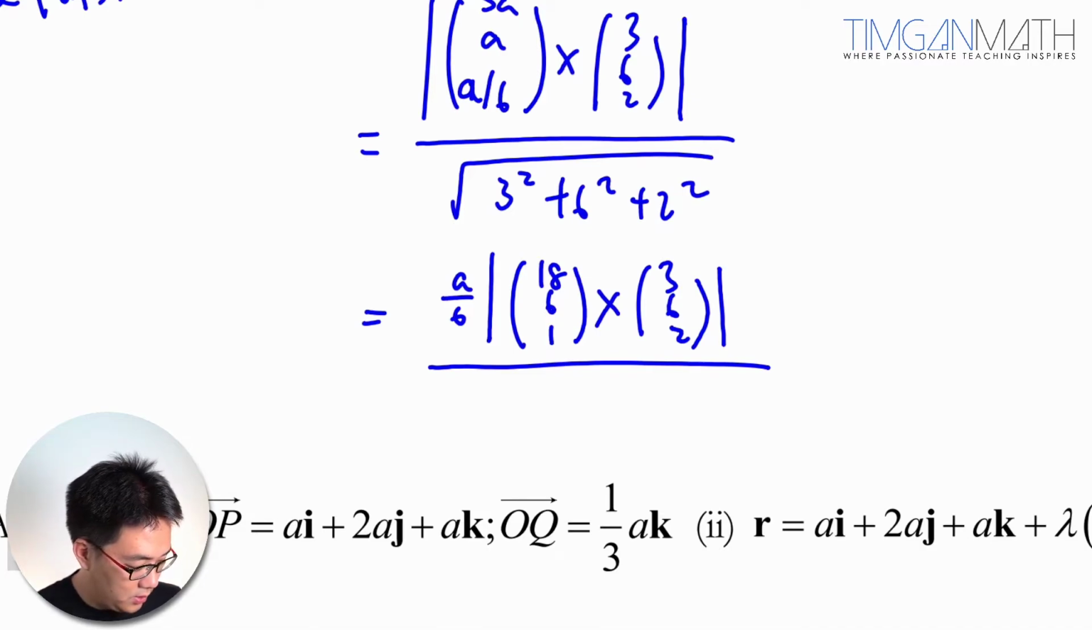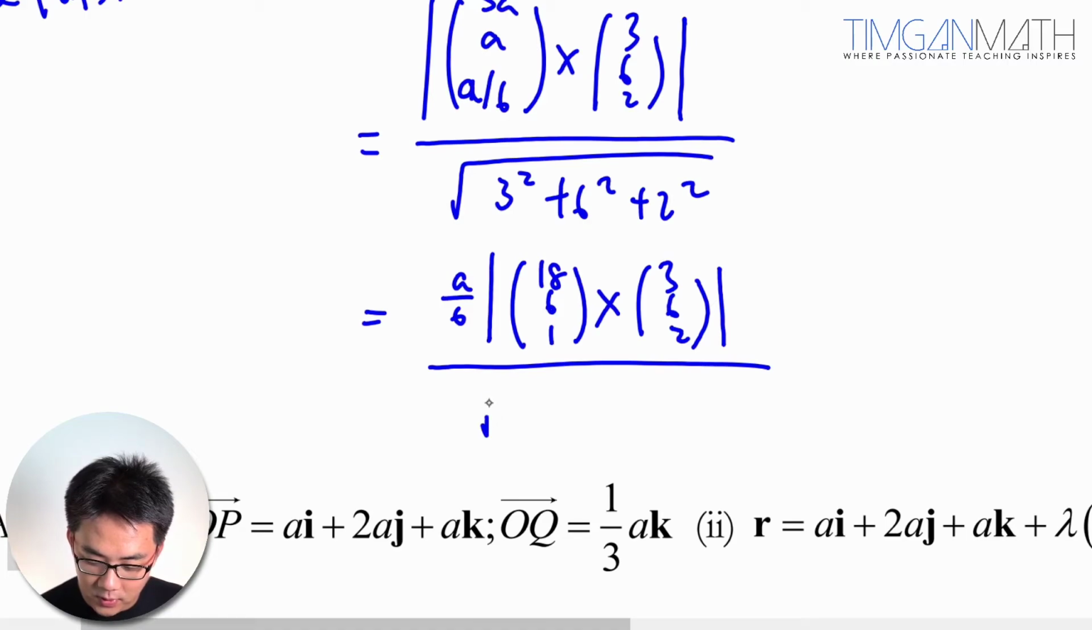So 3, 6, 2. Kidding. Don't take Mr. Gun's word for it. Okay, chill. Don't chill, man, chill.